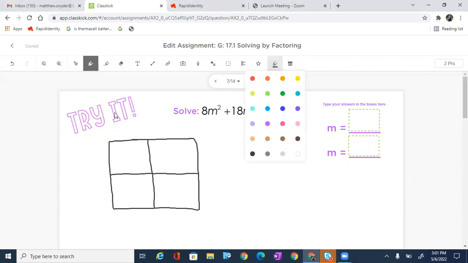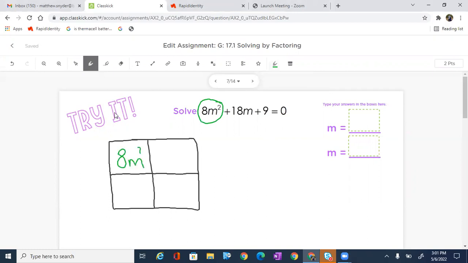So we know that 8m squared, our leading term right there, goes right in the first box. And then our constant term goes into the last box. So that +9 is going to go into this last box. Let me put that right here, +9. And then we also know that what is left over is that these two boxes right here must add to 18m. So I'm going to put that right there at the diagonal.